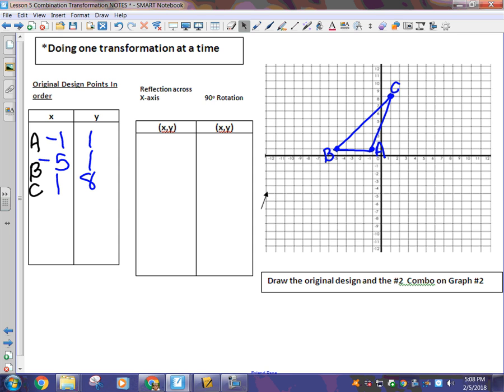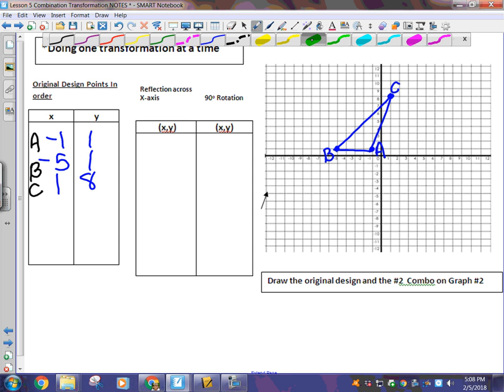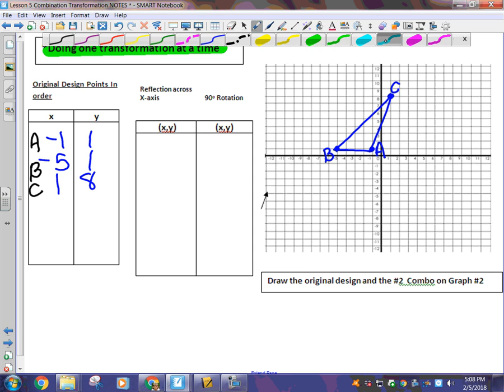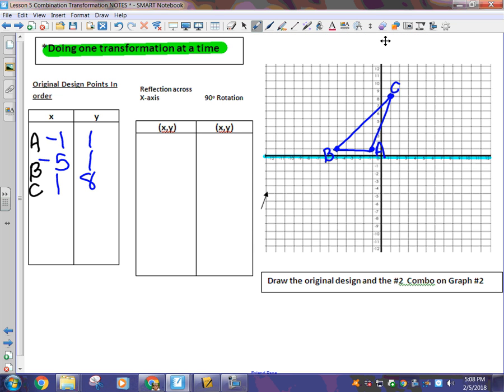Now, what we're going to do this time is we're actually going to do the transformations one at a time. So I'm going to reflect across the x-axis. So the first thing that I'm going to have to worry about is I'm going to flip. What's above the line is going to end up below the line. Okay? It's above the line, it's going to end up below the line.